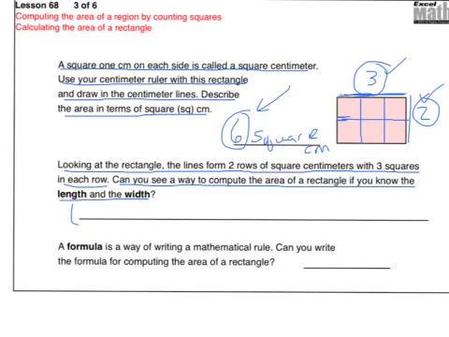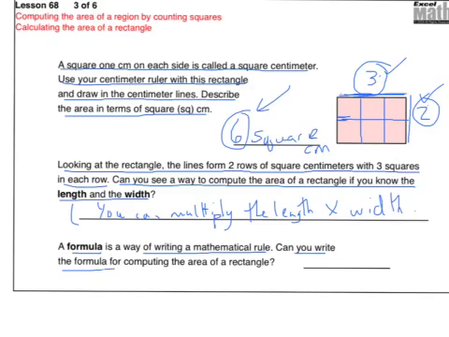Alright, so what you should have written is that you can multiply the length times the width. Right? Because 3 times 2 is 6. A formula is a way of writing a mathematical rule. Can you write a formula for computing the area of a rectangle?